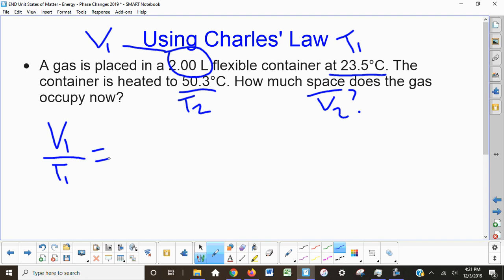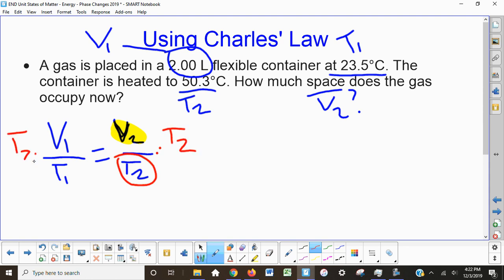So I write down Charles' law, V1 over T1 equals V2 over T2. I am solving for V2, which means I need to isolate it before I put any numbers into my equation. Hear me say that again. I need to move T2 out of the denominator. In order to do that, I multiply both sides by T2. It will cancel on the right. So V2 rearranged is going to be T2 times V1 over T1.